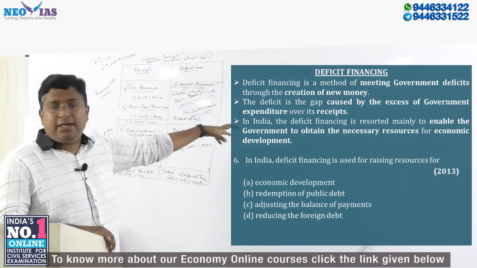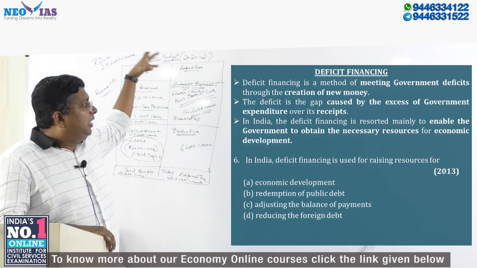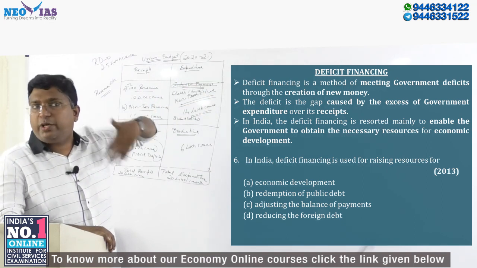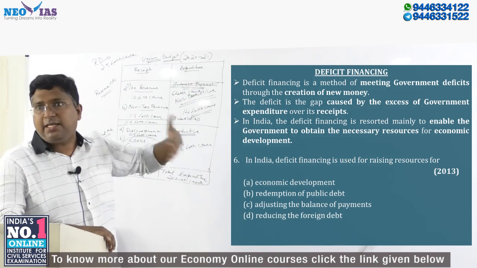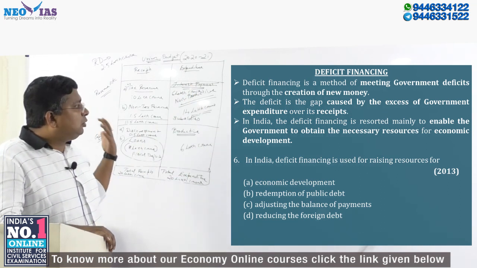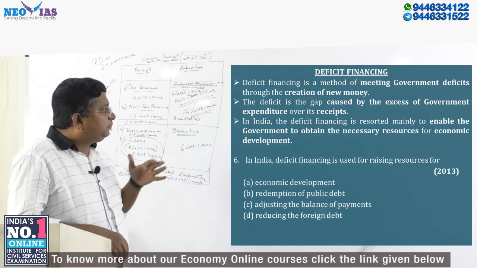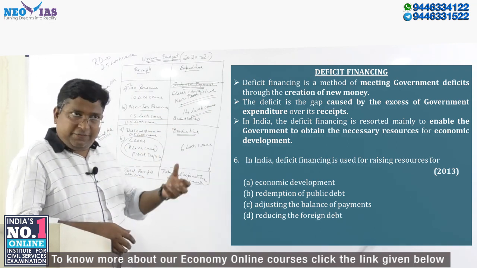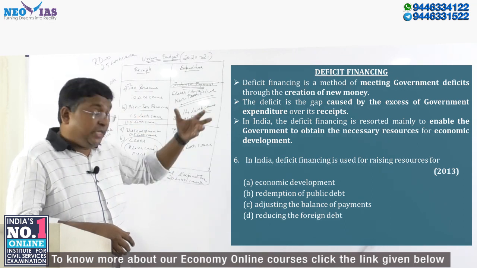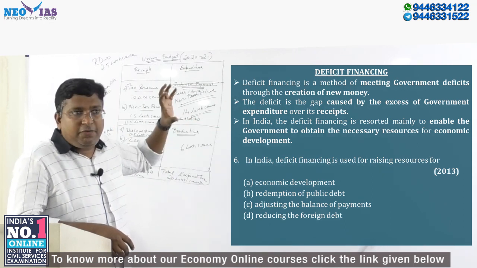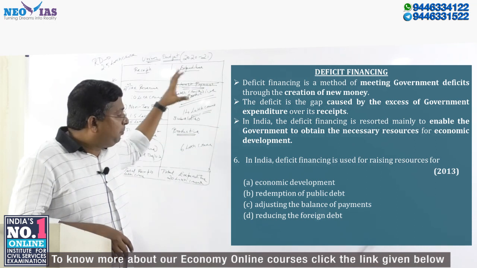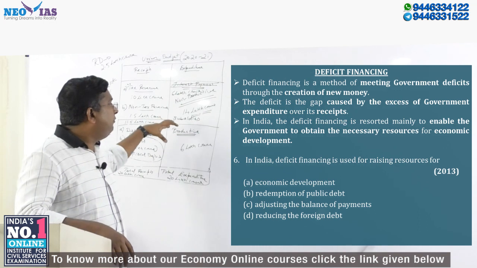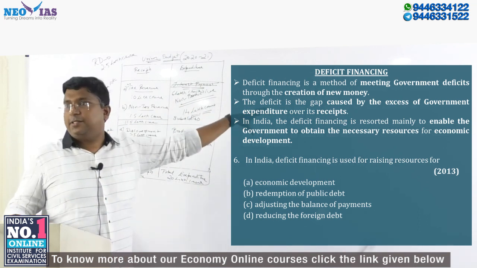But how is it being done? The government is meeting the deficit through creation of new money. Who creates new money in India? RBI, the central bank of our country. So this deficit, the gap between the expenditure and receipts, that money will not be borrowed, that money will be printed, created. In India, this money is mainly used for welfare purposes, economic development.